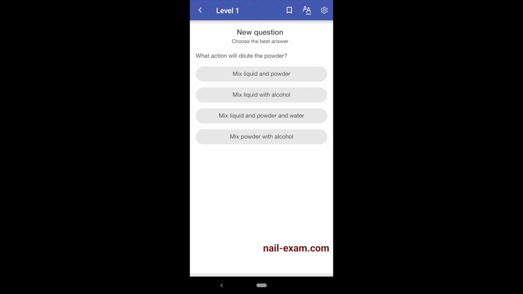What action will dilute the powder? Answers: A. Mix liquid and powder. B. Mix liquid with alcohol. C. Mix liquid and powder in water. D. Mix powder with alcohol. The answer is A.